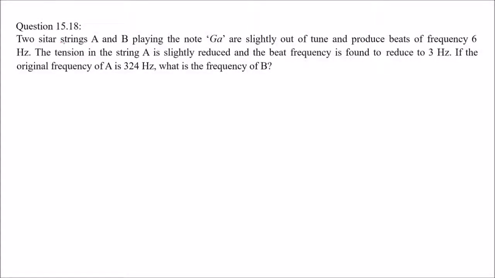Two sitars, A and B, are playing the note ga, in sa re ga ma pa dha ni sa. These are slightly out of tune and produce beats of frequency 6 Hertz. The tension in string A is slightly reduced and the beat frequency is found to reduce by 3 Hertz. The original frequency of A is 324 Hertz. What is the frequency of B?